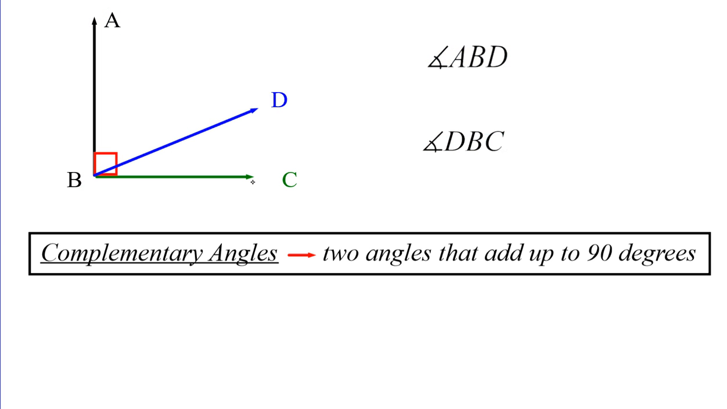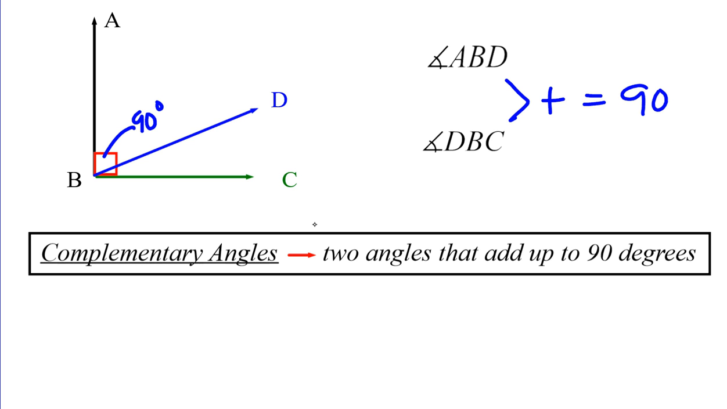Another thing we need to understand is complementary angles. Complementary angles are two angles that add up to 90 degrees. Now, it's pretty evident. We can see the two angles, ABD and DBC. They're splitting this red box, which we know is 90 degrees. So if we knew the value of these two, we could add them together and have a sum of 90. That's what complementary angles tell us.